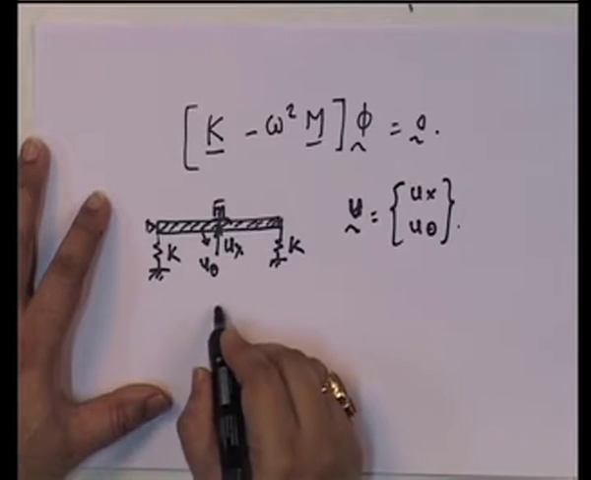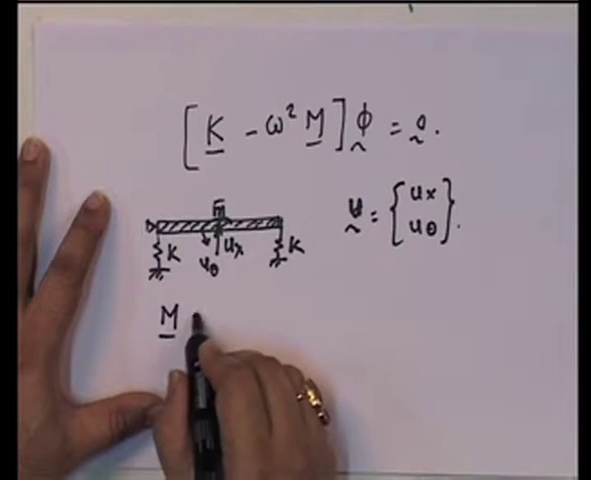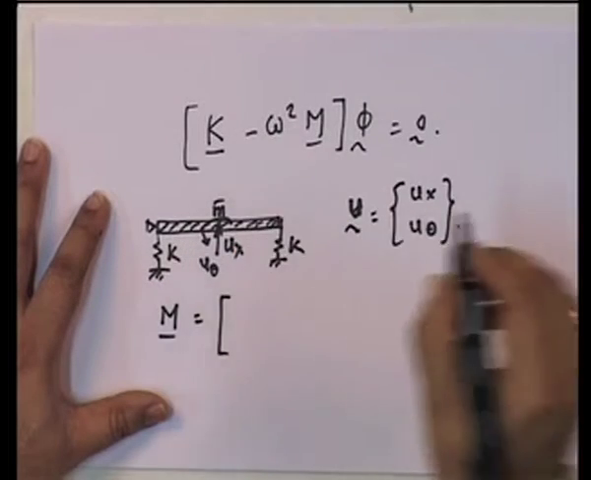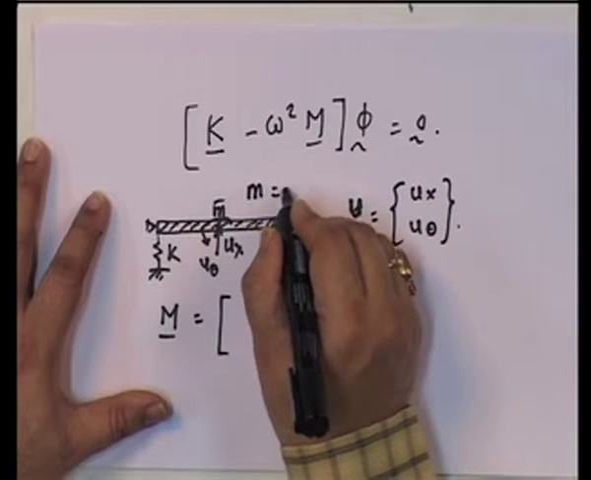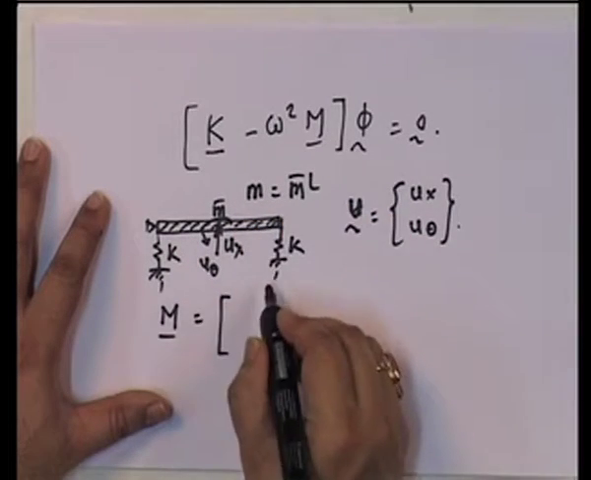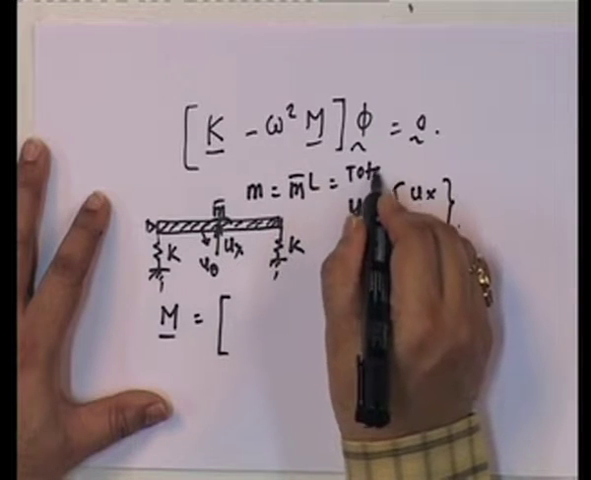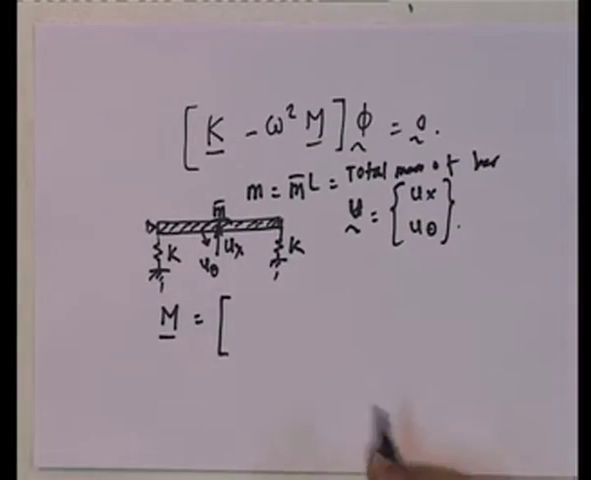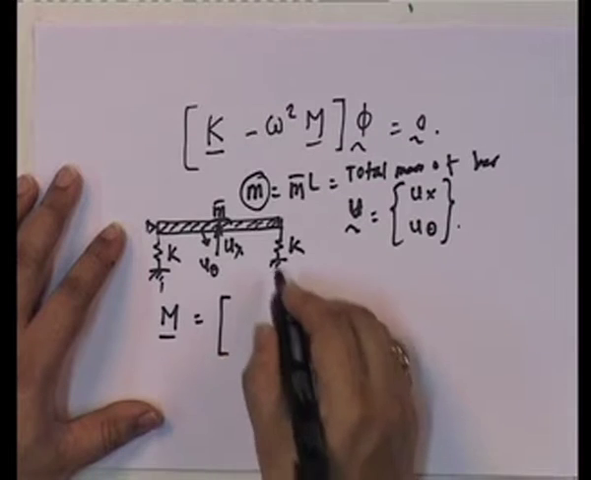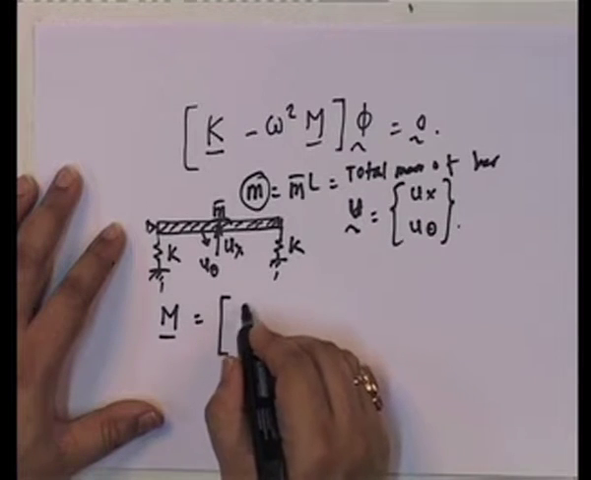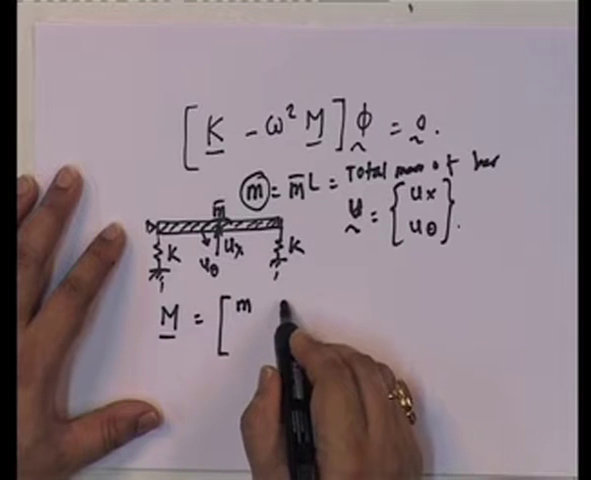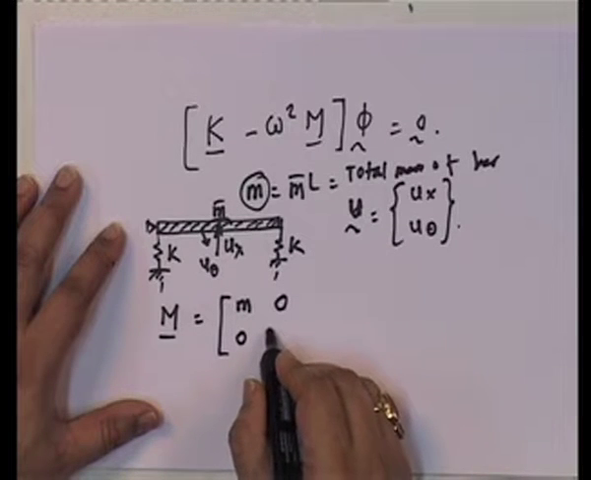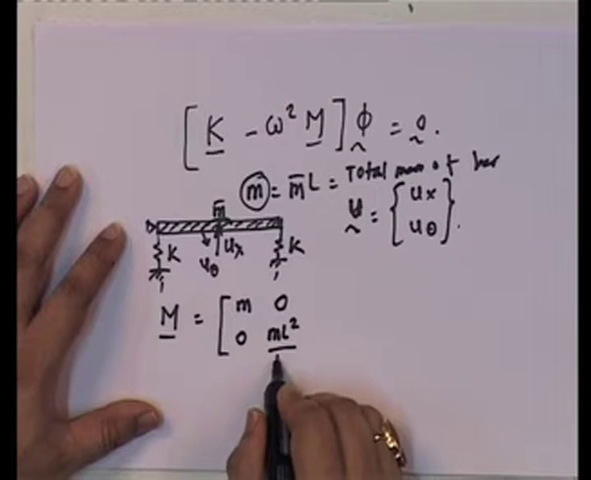The mass matrix looks like this. And I am going to use a specific, I am going to say m is equal to m bar L. That is the total mass of bar. Okay? I am going to use this. So, m bar L becomes m, this is 0, 0, m bar L cubed by 12. So, it becomes m L squared by 12.